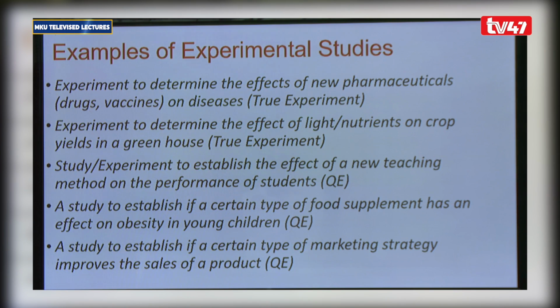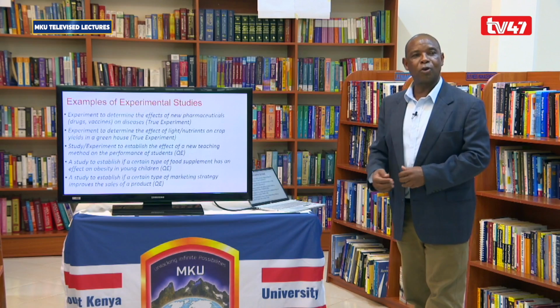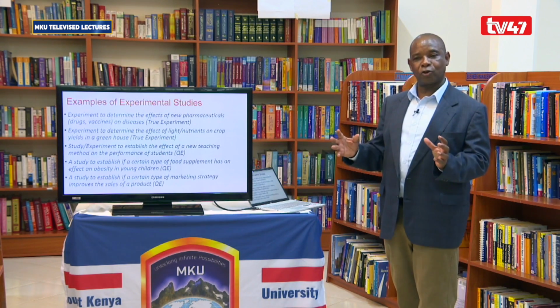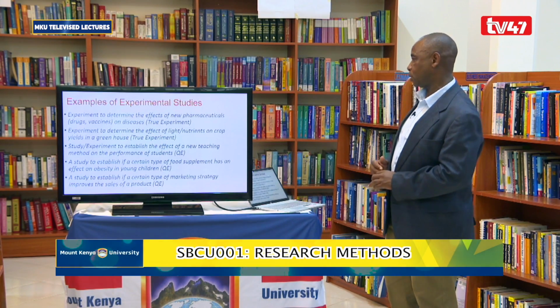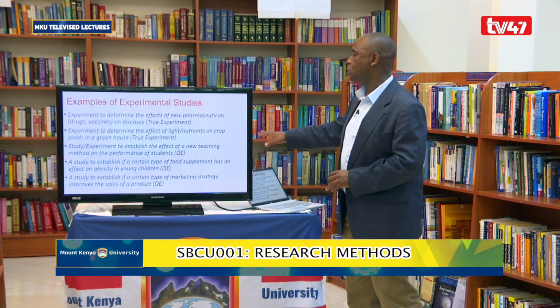That's a true experiment. Then you have experiments to determine the effect of light or nutrients on crop yields in a greenhouse. You can control temperature, you can control which types of nutrients are being used, you can control water and have control over that. That's a true experiment. Or an experiment to establish the effect of a new teaching method.